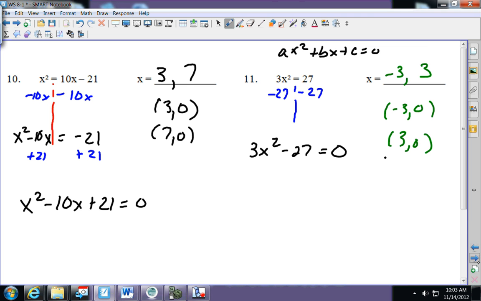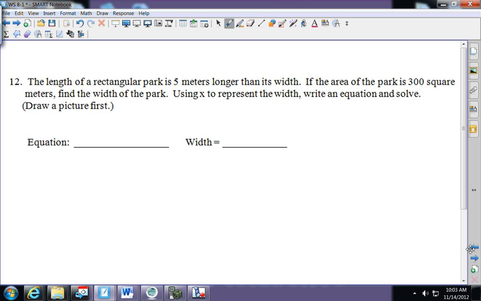Now, look at the next one. This one, you guys will definitely see on EOC tests, depending on whatever level you're on. It says the length of a rectangular park is 5 meters longer than the width. If the area of the park is 300 square meters, find the width of the park. Use x to represent the width. Write the equation and solve. It gives you a hint to draw a picture first.